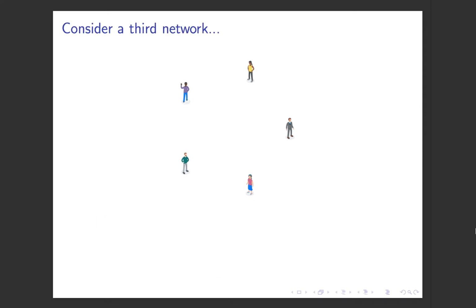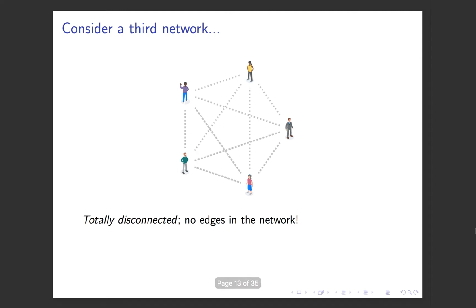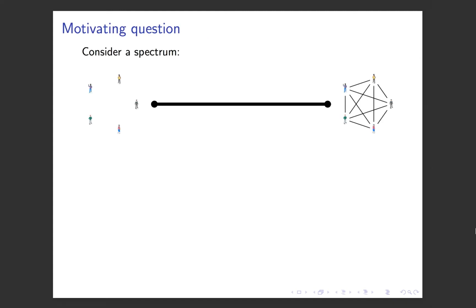Let's consider a third network, a network without any edges. We usually refer to these as totally disconnected. There are absolutely no edges in this network. So to motivate the metric that we call density for a network, we want to think about considering the spectrum. On the spectrum from one extreme to another, from having absolutely no edges to having every possible edge that could occur with that number of nodes, where does our particular network fall?